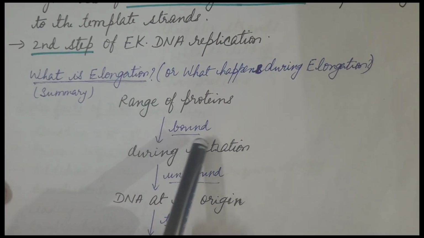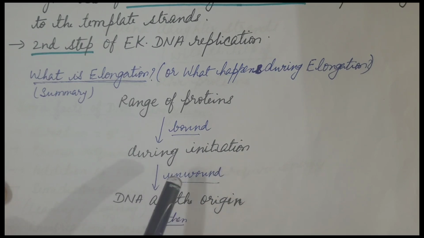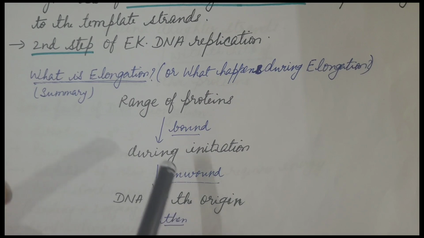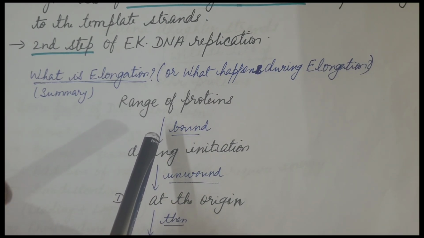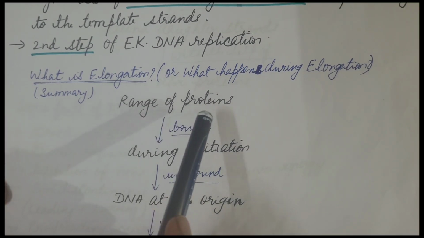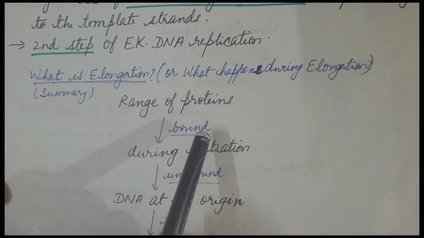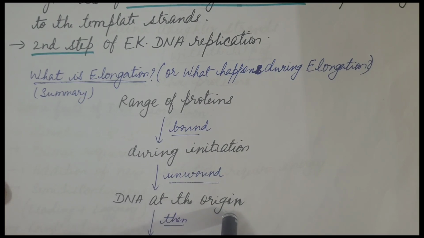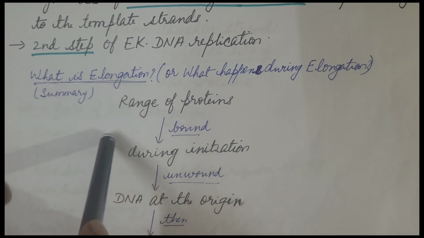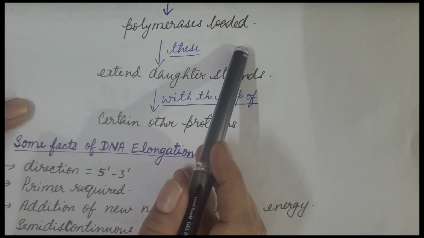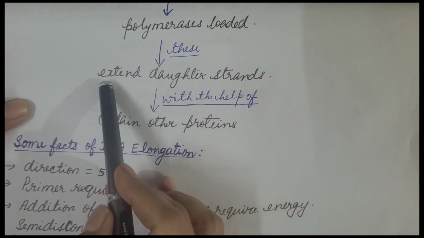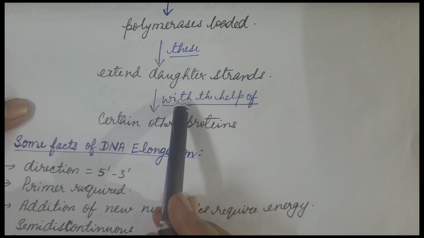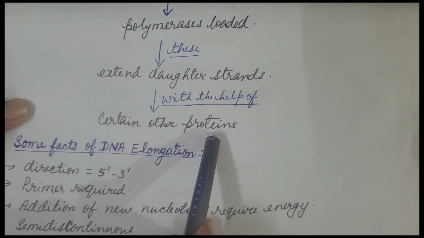Range of proteins bound during initiation, and these then unwound DNA at the origin. So as we have seen in the initiation step, that number of proteins comes and binds to the origin of replication. This results in the unwinding of the DNA. This takes place in initiation. Then what happens? DNA polymerases are loaded. These then extend daughter strands with the help of certain other proteins.